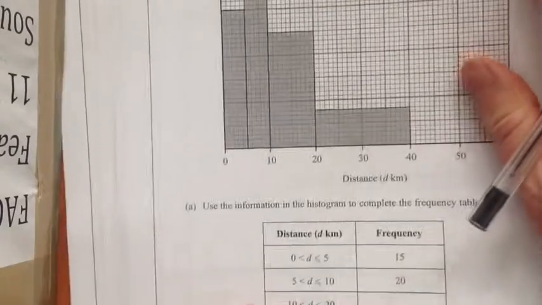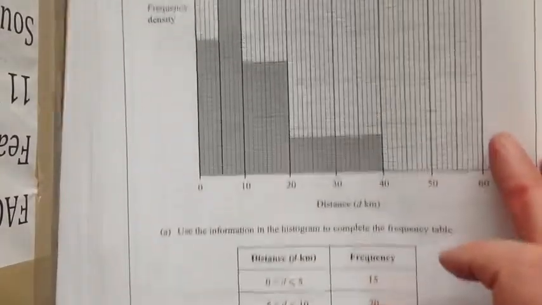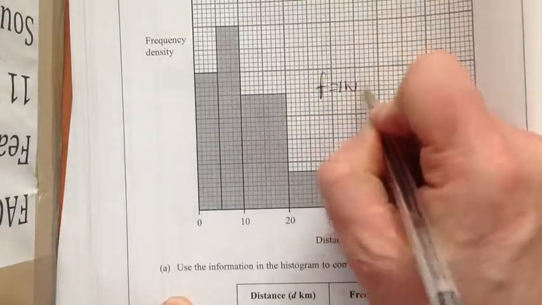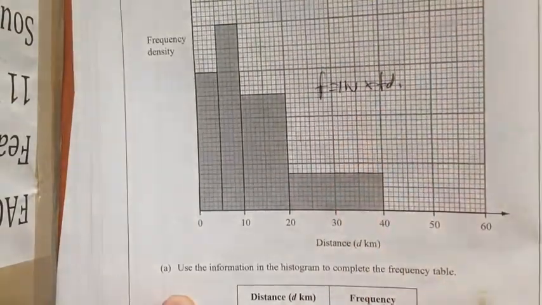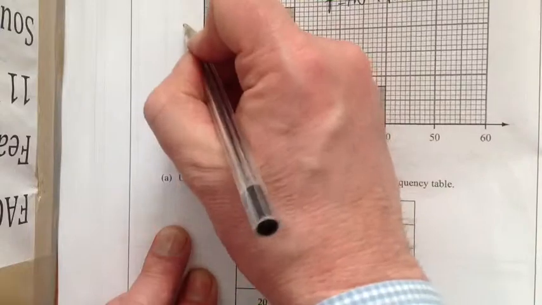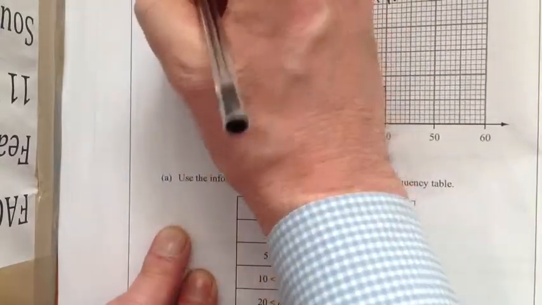Right, histogram. So we know with the histogram that the frequency equals the interval width times the frequency density. So if we take our first frequency of 15, 15 divided by 5 tells you that's 3, that would be 2, that would be 1, and that would be 4.